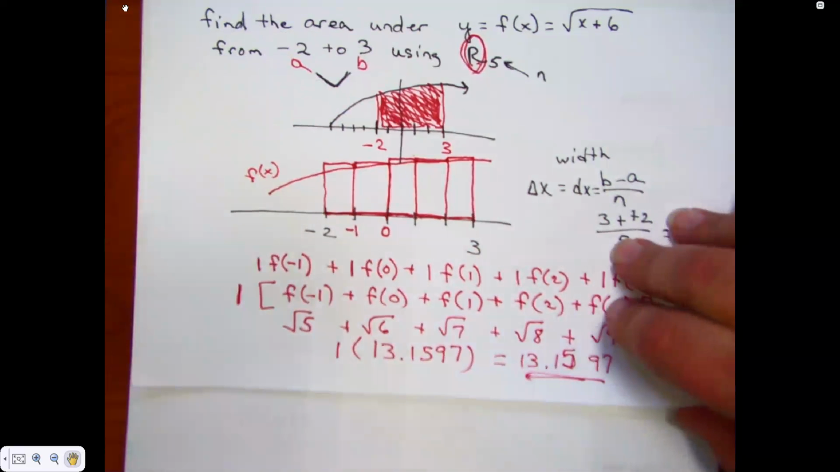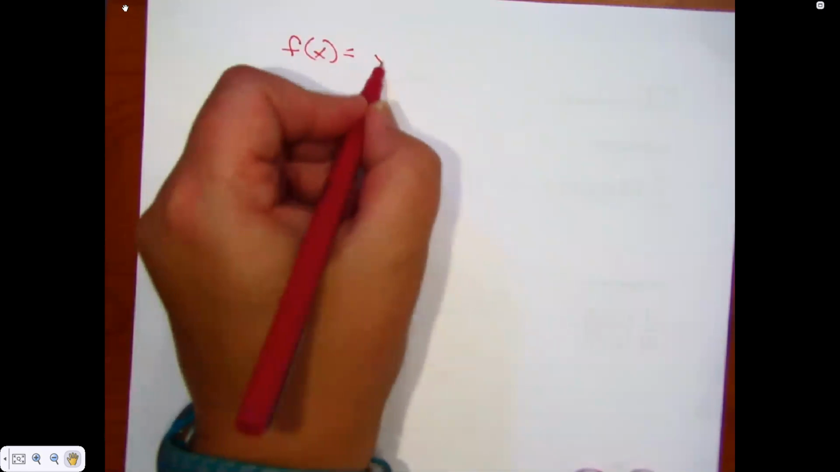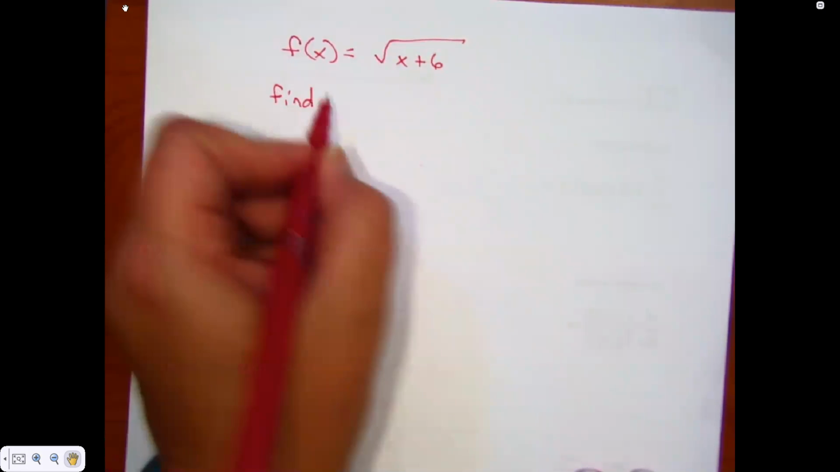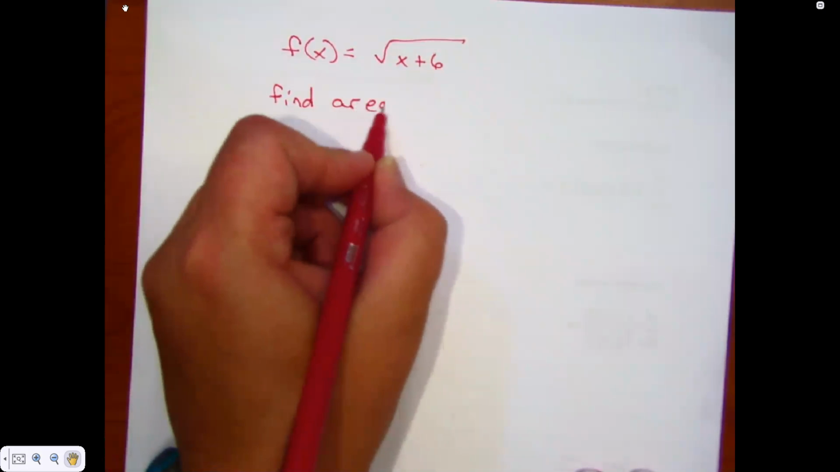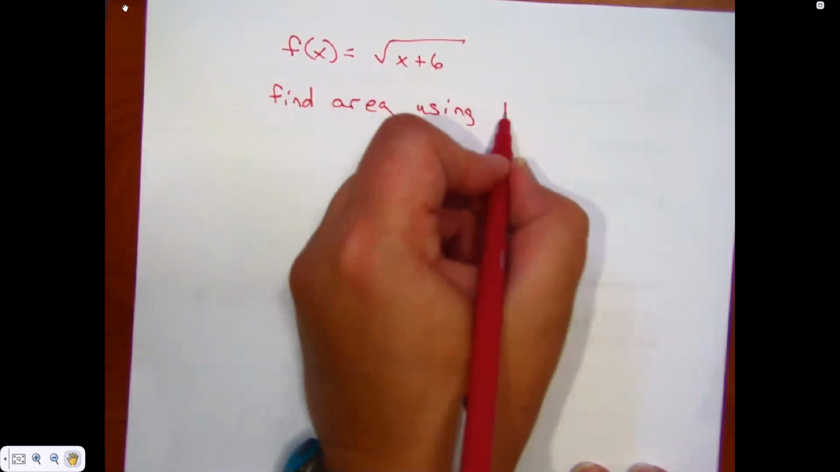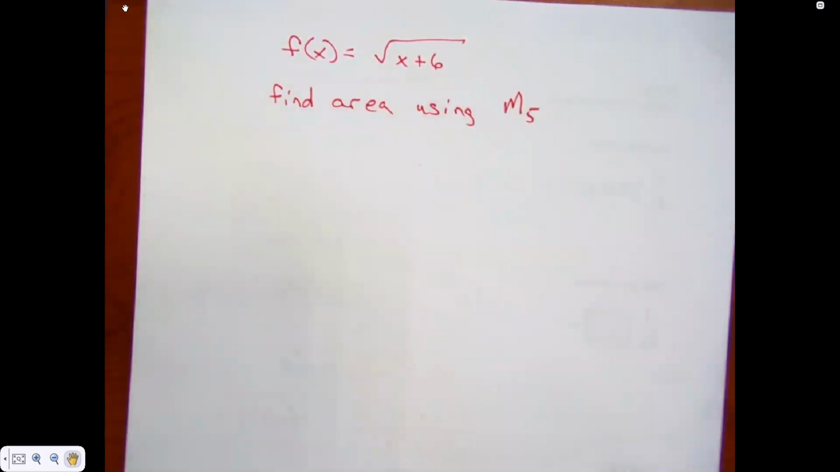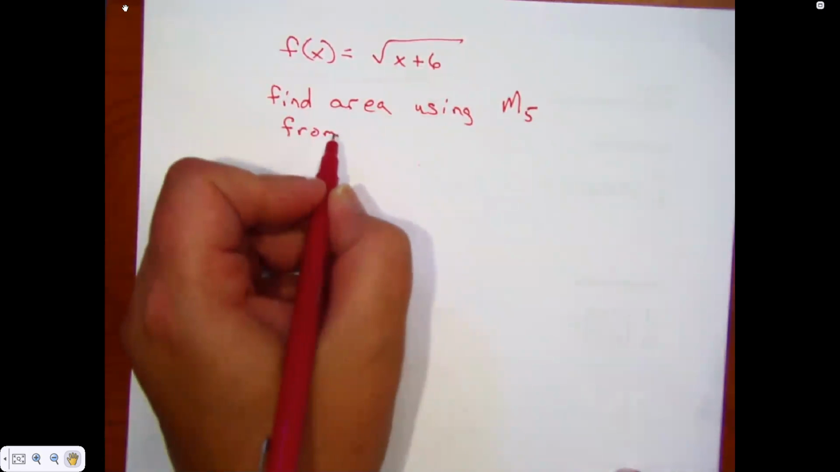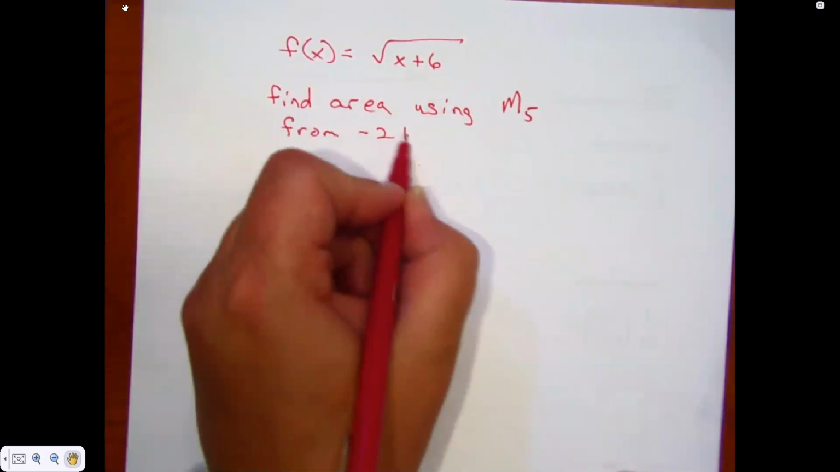All right. Okay, let's see. Let's do that same one. f of x equals square root of x plus 6. But let's find the area using M5. We're still going to do the same thing, so we're still going to go from -2 to 3.